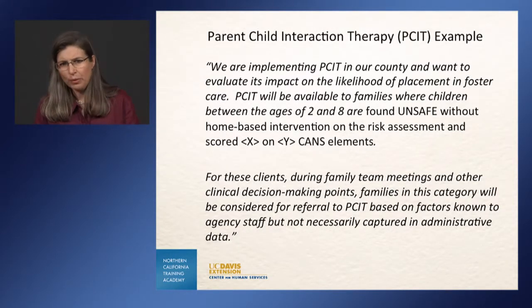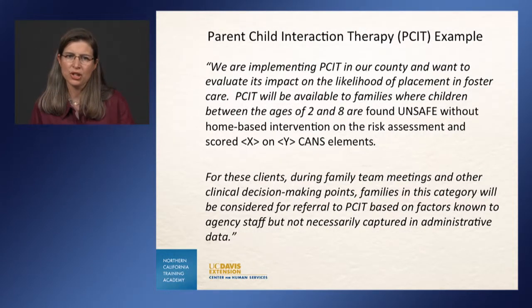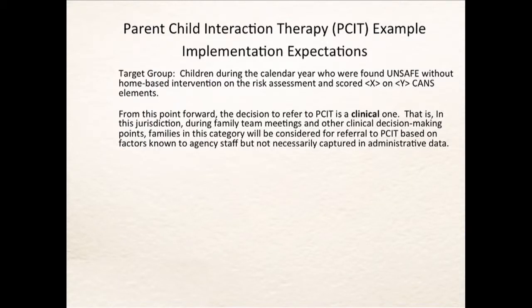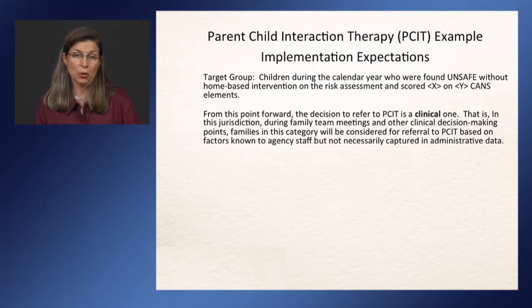So we're not going to be able to replicate that same clinical decision for this evaluation. So we have to back it up a little bit farther. We have to back it up to what's specified in the first paragraph. So the target group is going to be children during the calendar year who were found unsafe without home-based intervention on the risk assessment and had these scores on the CANS elements. And then from that point forward, the decision is a clinical one.